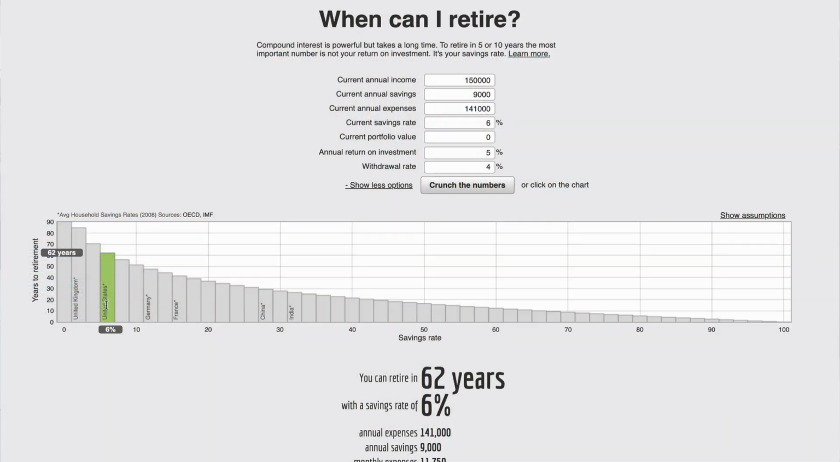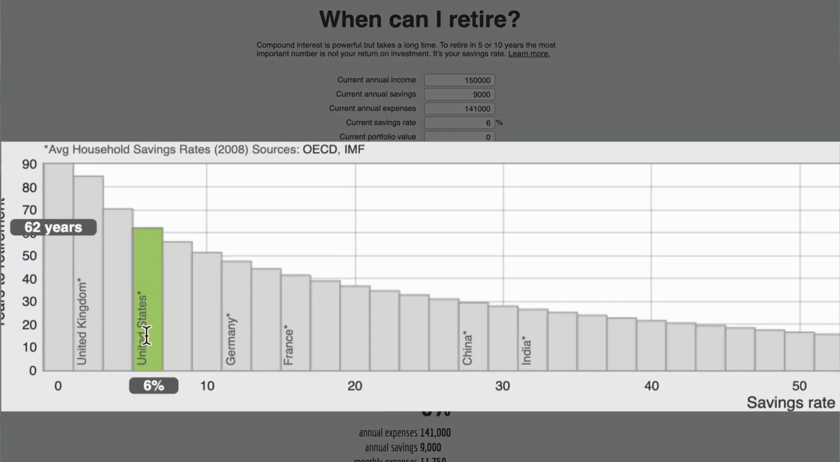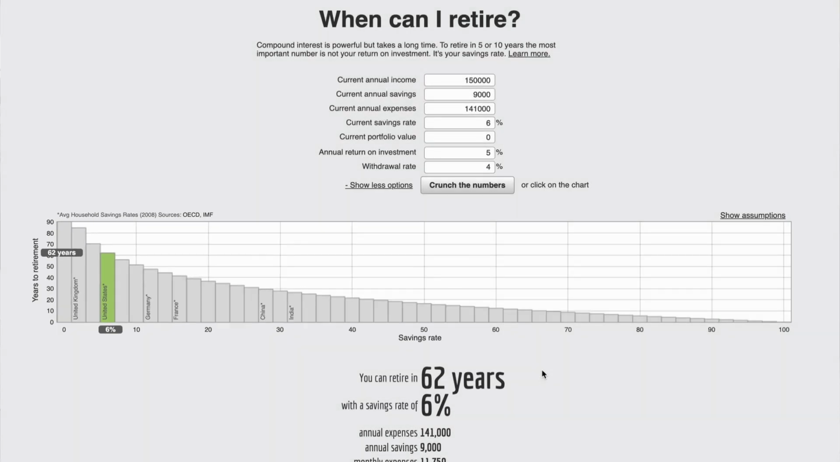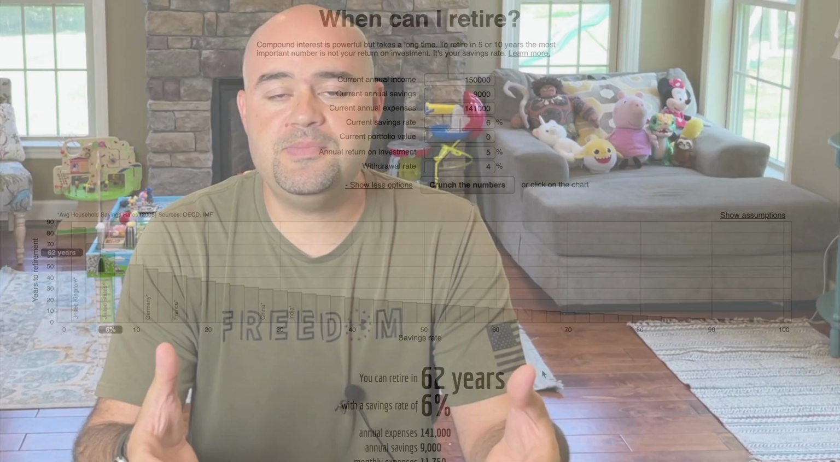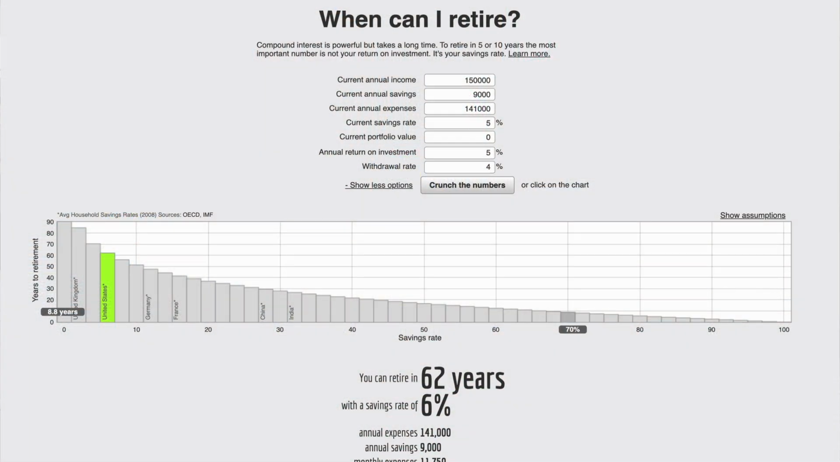If we look at this chart, we can see he has all the different countries and what their average savings rates are. So for the US, at 6%, it would take you 62 years before you can retire. If you think of somebody starting to work at age 21, that would bring you to age 83 before you can retire. The reason people could retire earlier than that is because of Social Security or pensions that used to exist that don't exist anymore. So as we can see, going forward, 6% is just not enough. You're just not going to have enough saved for retirement if you're only saving 6% of your income. All right, so now let's try a 50% savings rate.